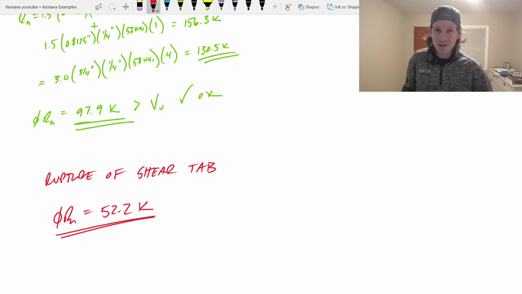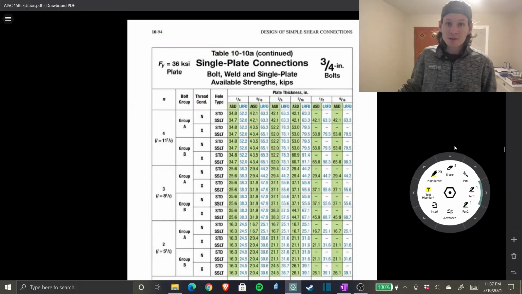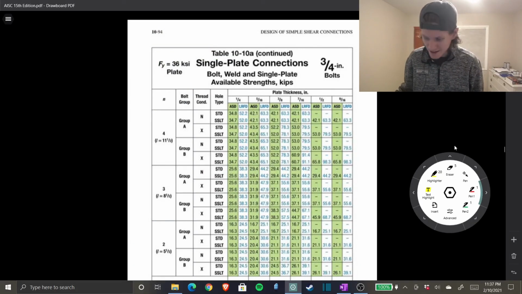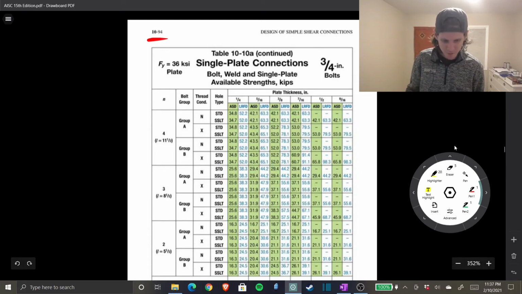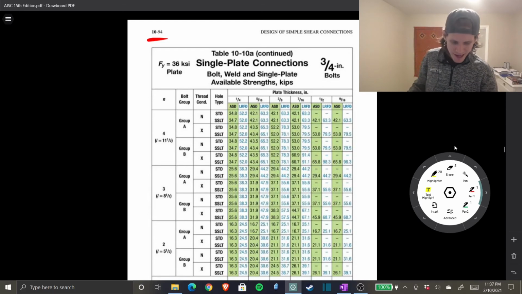So let's head over to the AISC Steel Manual. So here we are, Chapter 10. What is Chapter 10? Chapter 10 is the shear chapter towards the front of our steel manual, page 10-94. And what do we have here? We have tables, Table 10-10A for single plate connections. Wow, we have that. And it talks about covering bolt, weld, and single plate available strengths in kips.